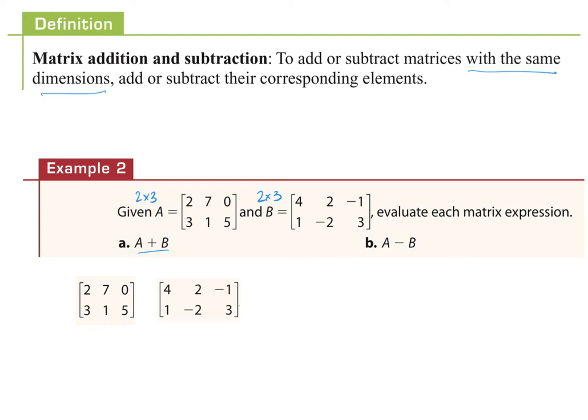All right. Very simple. I'm going to say 2 plus 4, and my answer here is going to be another matrix of the same dimensions. 2 plus 4 is 6. 7 plus 2 is 9. 0 plus -1 is -1, and that's my first row. And then 3 plus 1 is 4. 1 plus -2, -1, and 5 plus 3 is 8. Very, very simple, right?